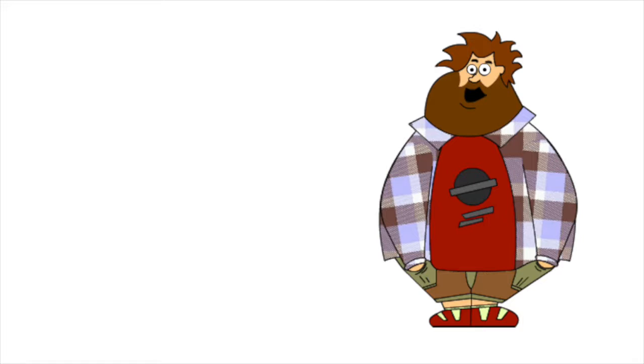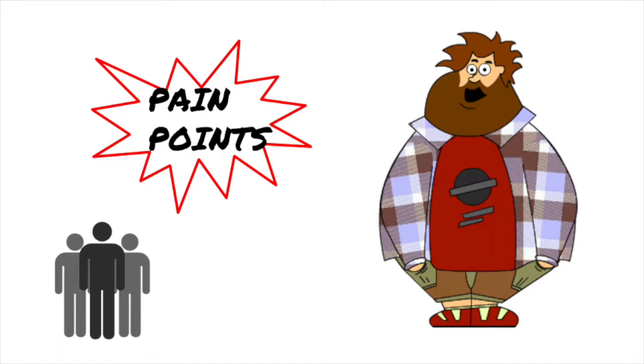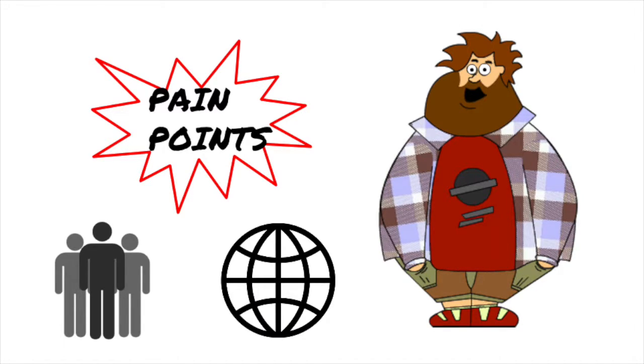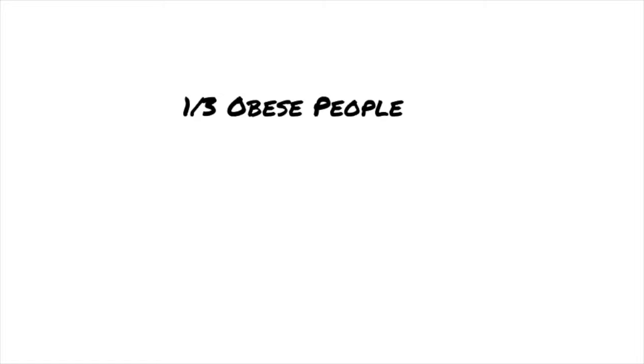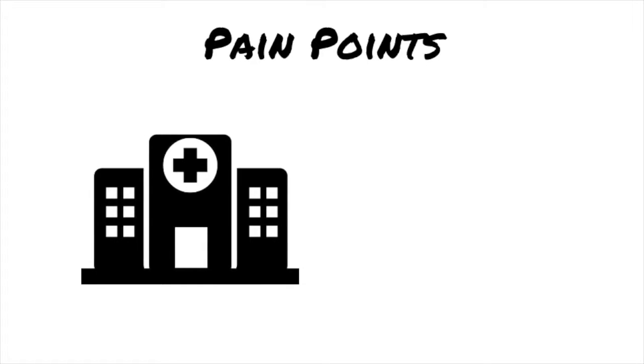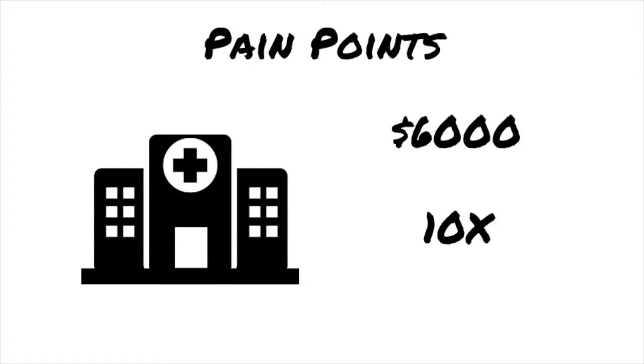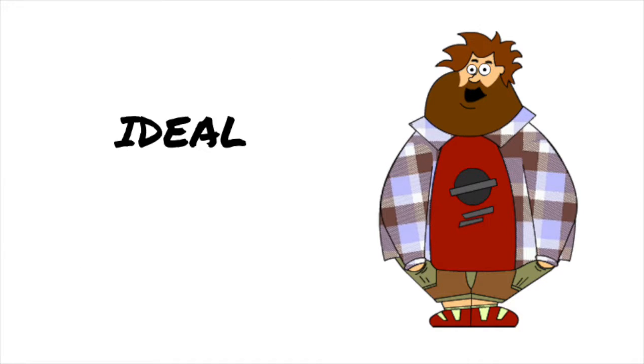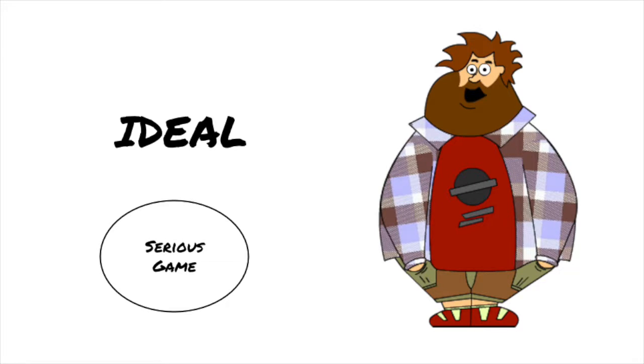All these specific failures lead to pain points in people's lives as well as in society overall. In the U.S., we have 1/3 of people who are now obese, 1/3 who are overweight, and only 1/3 at normal weight. This increases healthcare costs for the average person by about $6,000 per year for obese people versus people of normal weight. This also means that these people spend 10 times more days in hospitals than people at healthy weight. We then must understand what the ideal should be for people if they were to use our innovative new serious game to address this problem.